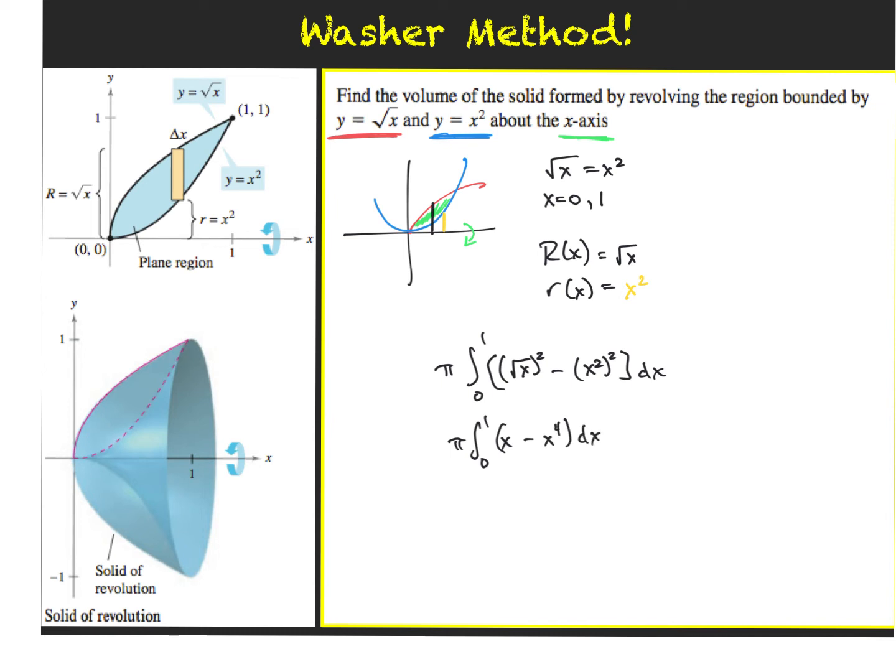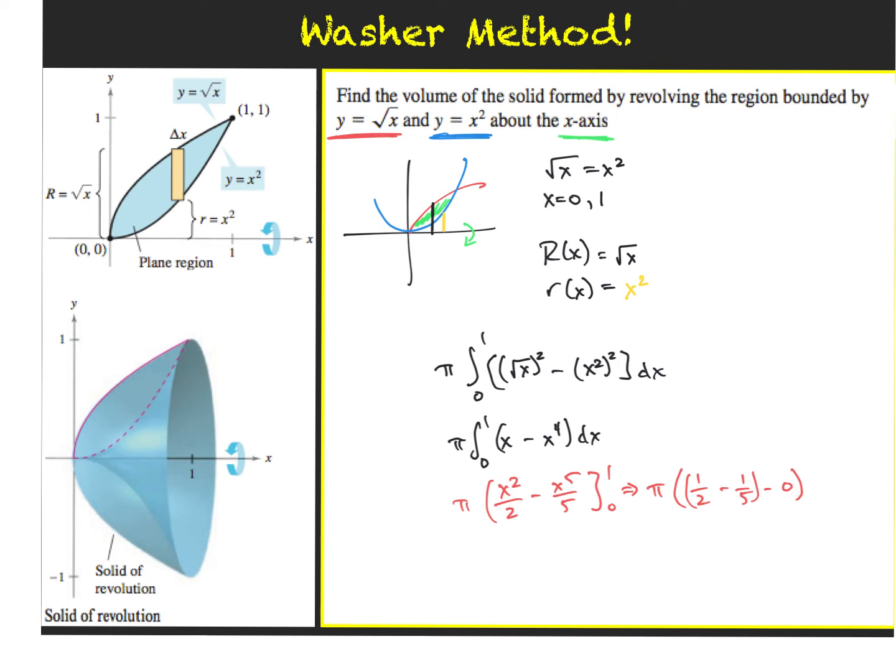All right, so now let's take an antiderivative. What is the antiderivative of x? X squared over 2 minus the antiderivative of x to the fourth, which is x to the fifth over 5, and I'm going to go from 0 to 1 with a pi chilling out front. So now I need to substitute in 1. So I still have a pi chilling, and then what? You get 1/2 minus 1/5 minus what? 0. All right. So now let's get some common denominators.